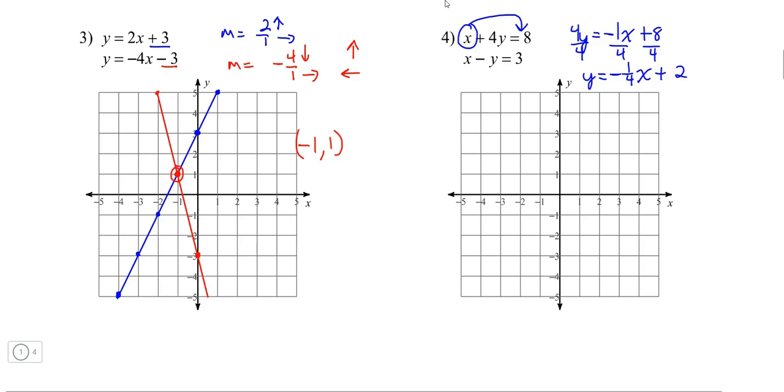So our y-intercept is 2, that goes right here. And our slope is -1/4. That means we're going down 1 and right 4. So down 1, right 4. That's right there. Let me go in the opposite direction. Remember, exact opposite, so up 1, left 4. Get my straight edge.